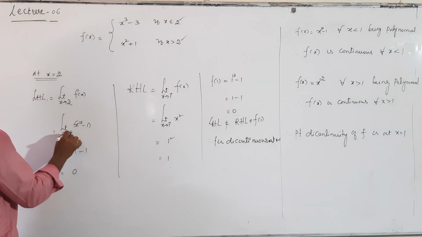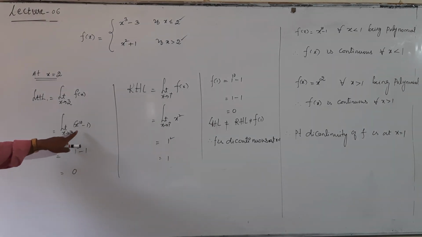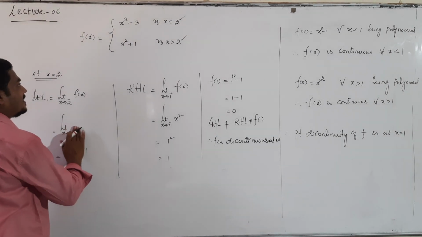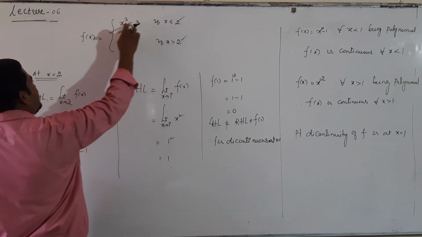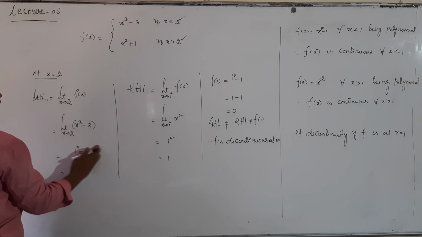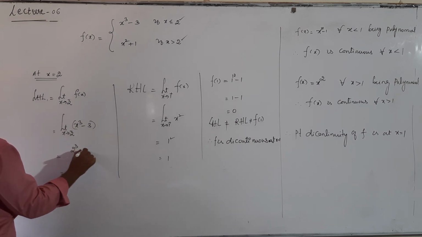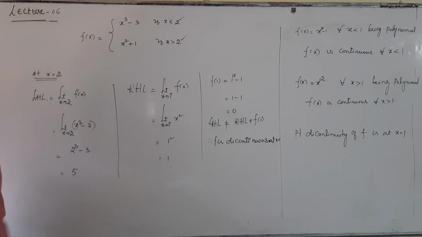Then what is the limiting value? Left hand limit value, x extending to 2 minus. 2 minus means less than 2. When x value is less than 2, what is our function? That is x cube minus 3. Now put x value 2. Then it will be 2 cube minus 3. That's equal to 5 only, because 2 cube is 8, 8 minus 3, that is 5.